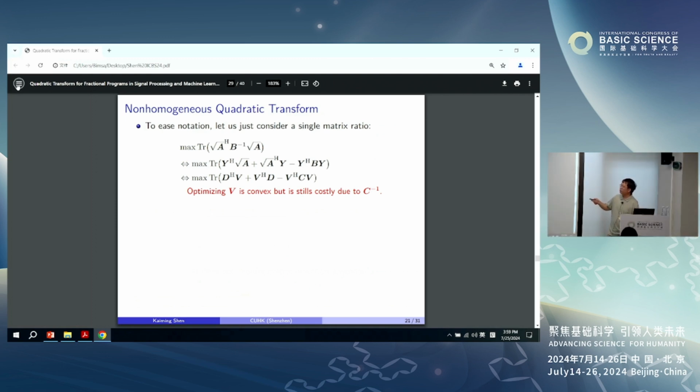So let's first review what WMMSE, or the quadratic transform, does for the sum-of-ratios problem. For ease of notation, let me just restrict our attention to a single ratio, but my argument can be easily extended to multiple ratios. Suppose we wish to maximize the trace of this matrix ratio. It's difficult. So what we do is decouple this ratio by the quadratic transform. Then we introduce y, and we have this new form of the problem. After some algebra, we have this rewriting. This is a quadratic function of the beamforming variable v.